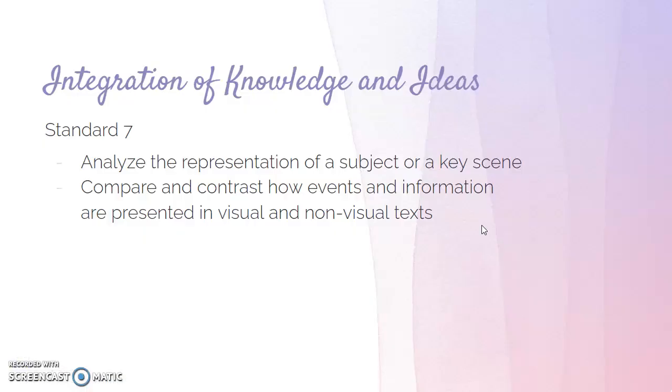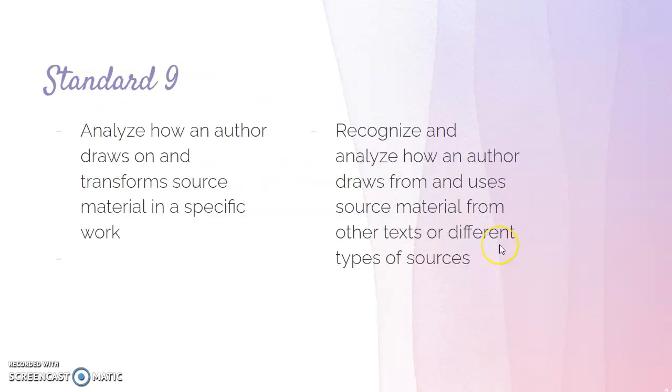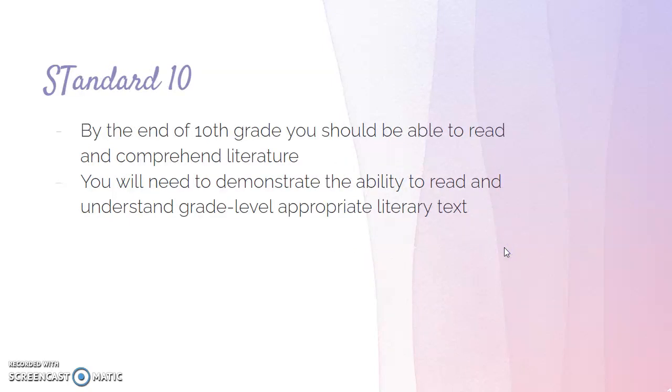Standard 7, you need to analyze the representation of a subject or a key scene, and compare and contrast how events and information are presented in visual and non-visual text. Standard 9, you need to analyze how an author draws on and transforms source material in a specific work. Recognize and analyze how an author draws from and uses source material from other texts or different types of sources.